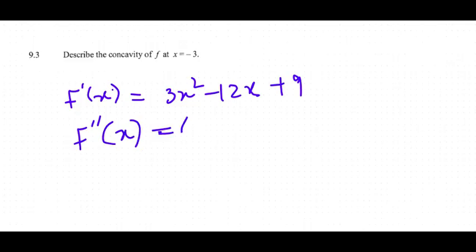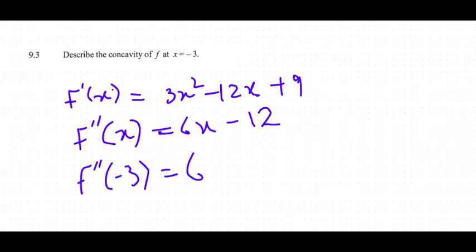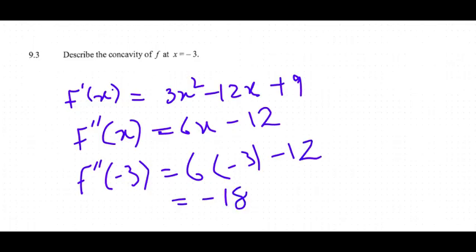Now I'm putting in the value x equals minus 3. So we get 6 times minus 3, which is minus 18, and minus 12. So minus 18 and minus 12, you get the answer minus 30. Your answer is minus 30.